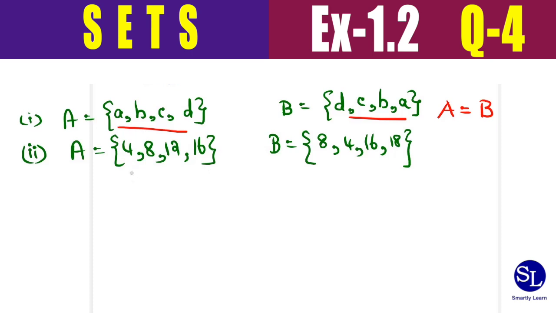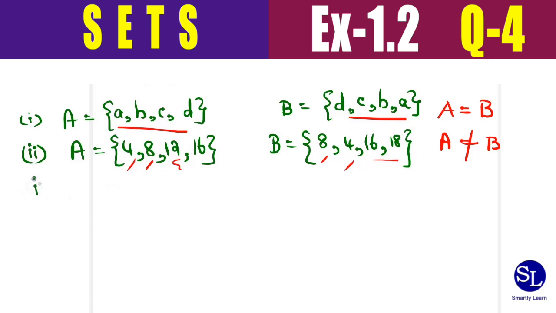In set A, there are 4 elements: 4, 8, 12 and 16. In B also there are 4 elements. Now let us see if the elements match here. Set A has 4, set B has 4, set A has 8, set B has 8, set A has 12, there is no 12 in set B. So with that confirmation itself, we can say that A is not equal to B because every element in both the sets has to match exactly the same.